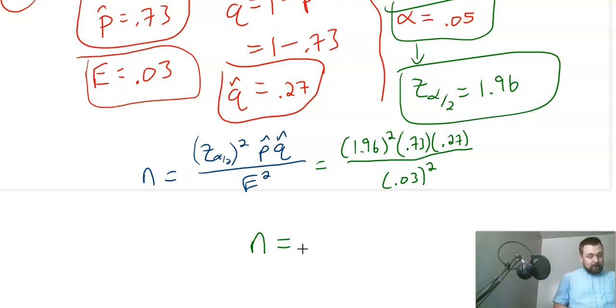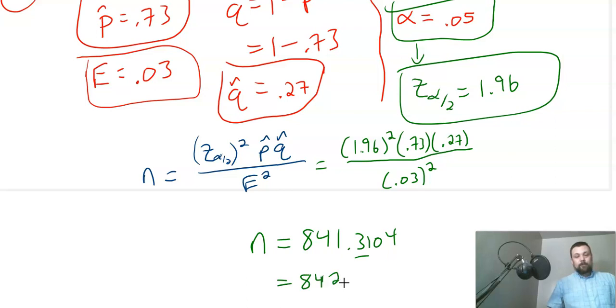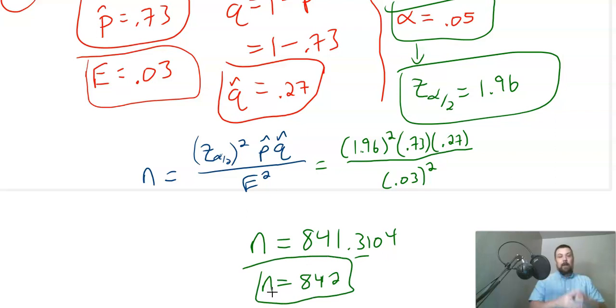So I have 1.96 squared times 0.73 times 0.27 divided by 0.03 squared. And I'm getting 841.3104. And even though that's a 0.3, I'm rounding this up to 842. And so that's the sample size I would want that, given the estimate we have for p hat, should give me a margin of error of 3% or less. 842. So that's how many people I would need to include in my survey to make sure the margin of error is as low as I need it to be.